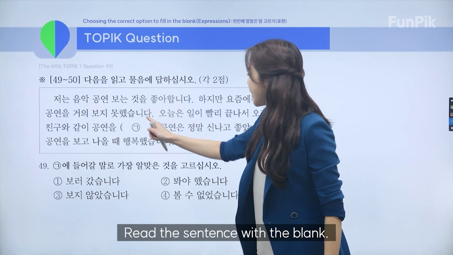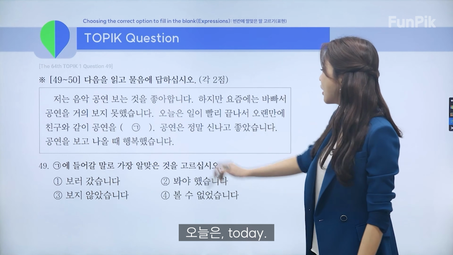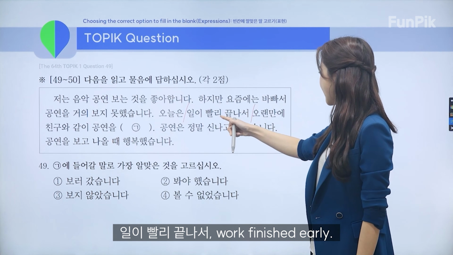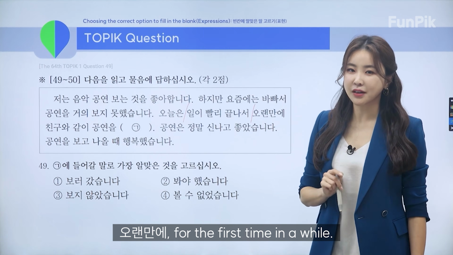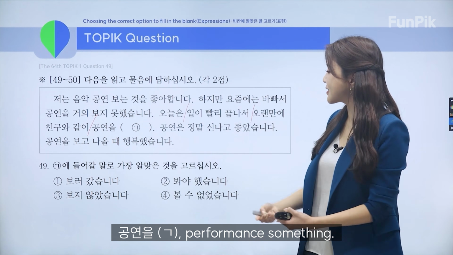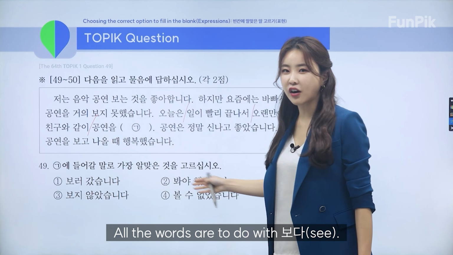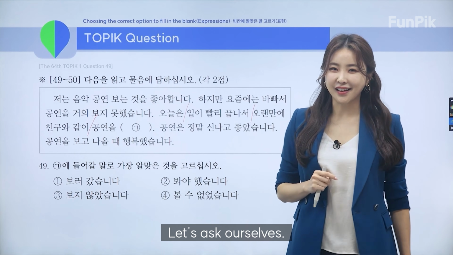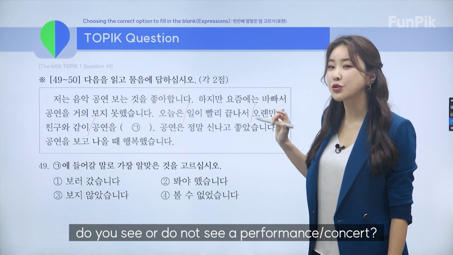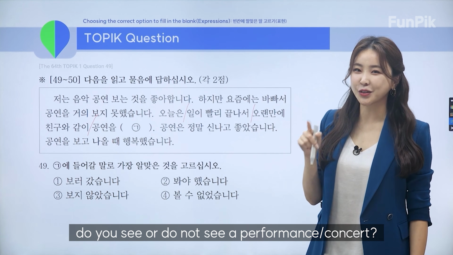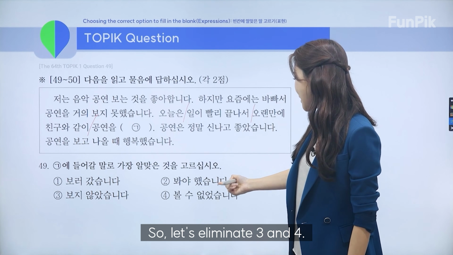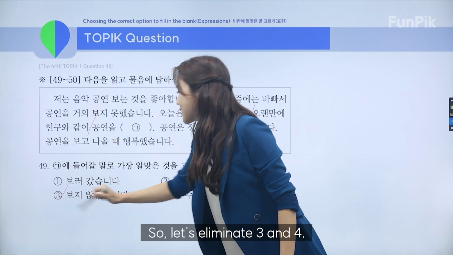Now the next step. Read the sentence with the blank. Okay, let's have a look. 오늘은 today 일이 빨리 끝나서 work finished early, 오랜만에 for the first time in a while, 친구와 같이 together with a friend 공연을 performance, something. Well, the words are to do with see. So, let's ask ourselves. If you finish work earlier than expected, do you see a performance? Do you see a concert or do you not see? You are likely to see, right? So let's eliminate 볼 수 없었습니다 and 보지 않았습니다.